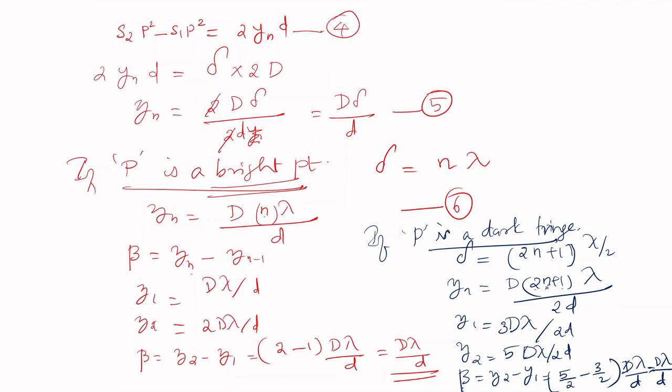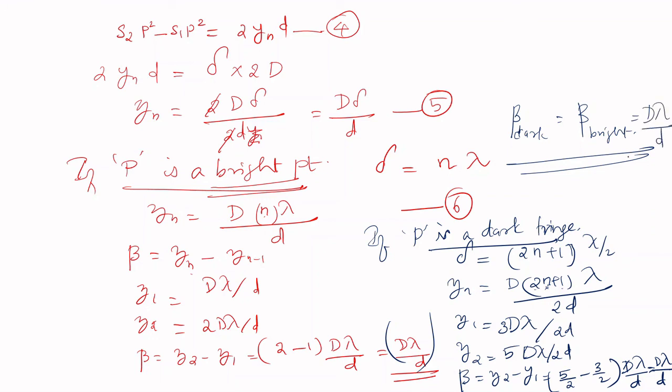So this is beta for dark fringe and this is for the bright fringe. Both are the same. So our conclusion is, whether dark fringe or bright fringe, the beta value remains the same. Beta dark is equal to beta bright, which is nothing but D lambda divided by small d.